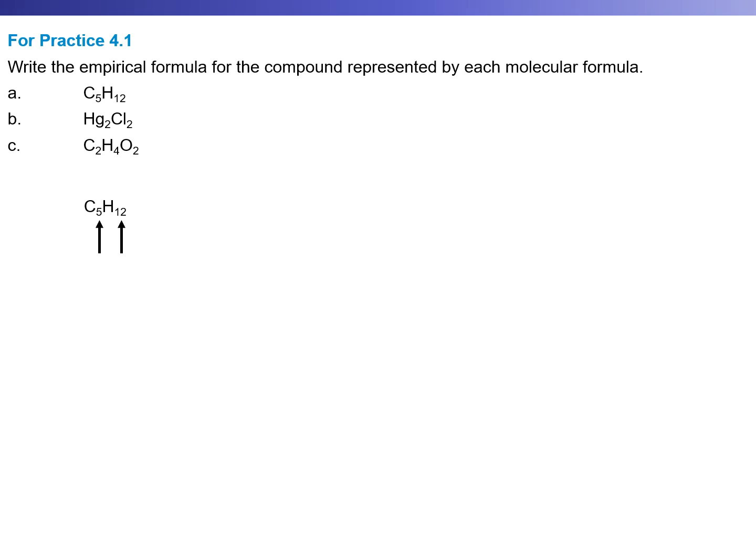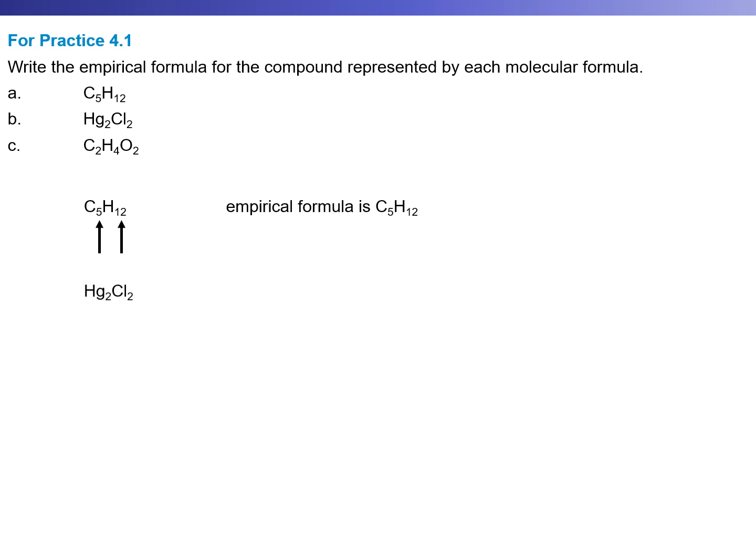Now then the question becomes, can we divide 5 into 12? And the answer is no, not if we want a whole number. So then what we're looking at here in the case of pentane is that this is the empirical formula. So the molecular formula is the empirical formula because we cannot reduce the 5 and the 12 to anything smaller. All right, let's take a look at the next one.